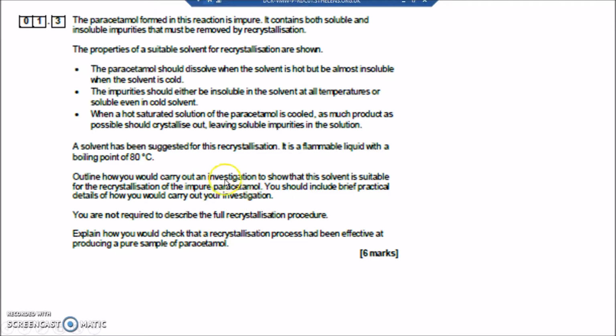So first of all, we've got to work out whether this solvent's suitable or not. So let's just remind ourselves, the paracetamol should dissolve when the solvent is hot, but not dissolve when the solvent's cold. And then when we cool it down, we should get the paracetamol back out again. It's a flammable liquid, it's got a boiling point of 80. Okay, let's have a look then.